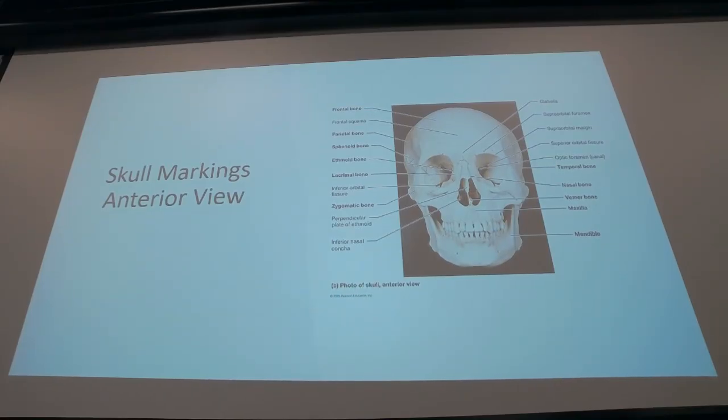We have a cartilaginous nasal septum. The bony nasal septum is posterior, the cartilaginous is anterior. That's what separates our nasal cavity into right and left. Why do we have the cartilaginous septum anteriorly, and why do we have the bony septum posteriorly?